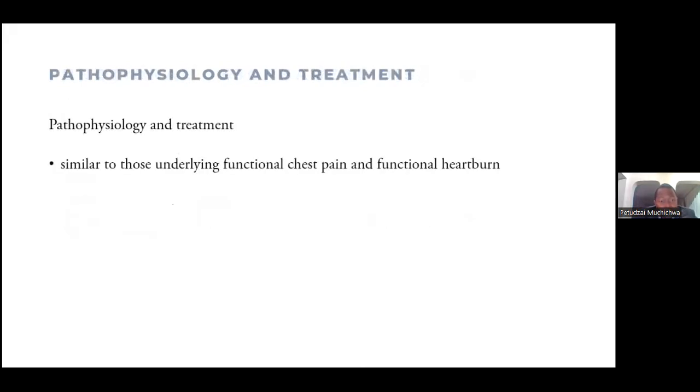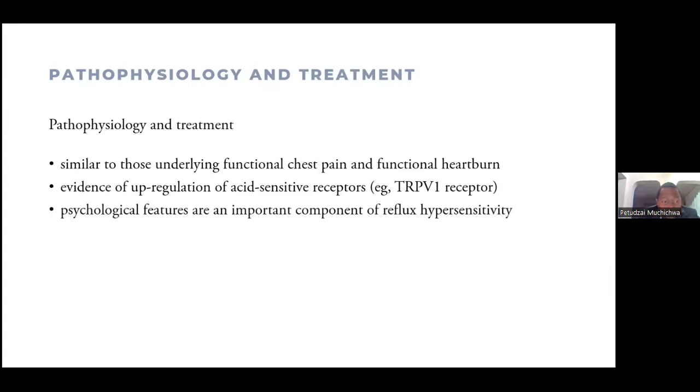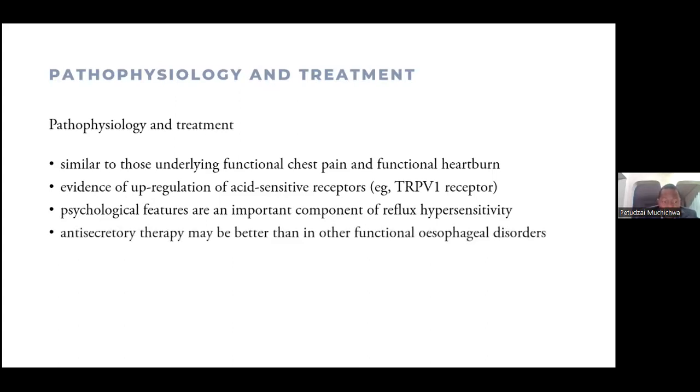Pathophysiology and treatment are actually similar to those of the underlying functional chest pain and functional heartburn. There's actual evidence of upregulation of acid receptors, which are the TRPV1 receptors, also known as the capsaicin receptors or the vanilloid receptors. Psychological features are an important component of reflux hypersensitivity. Anti-secretory therapy may be of more benefit than in any other functional esophageal disorders. The mainstay of treatment, as with the other esophageal disorders, is tricyclics and SSRIs.